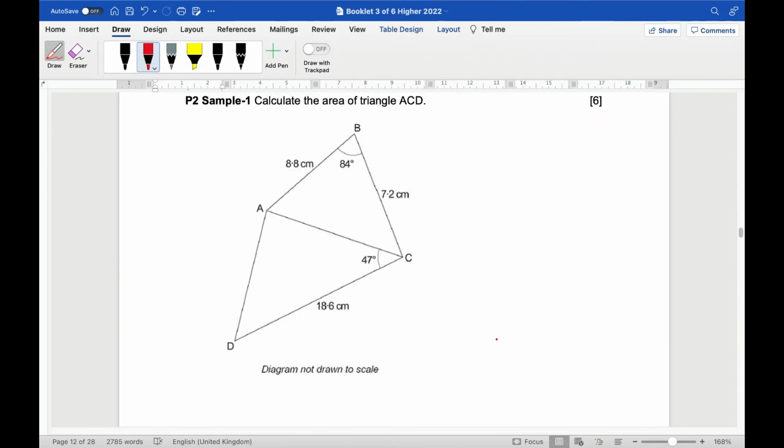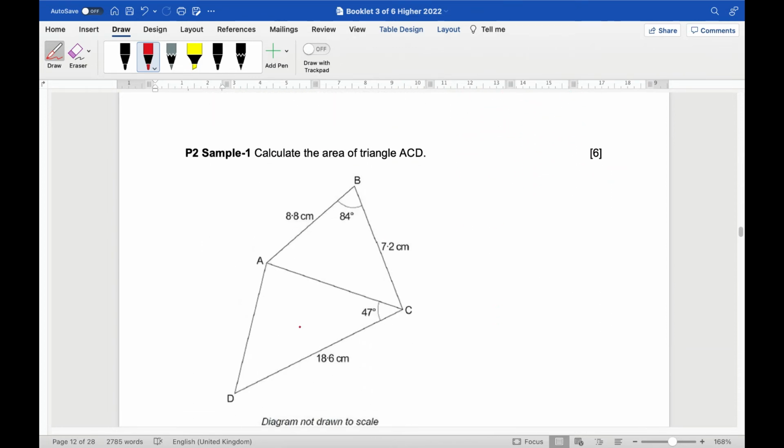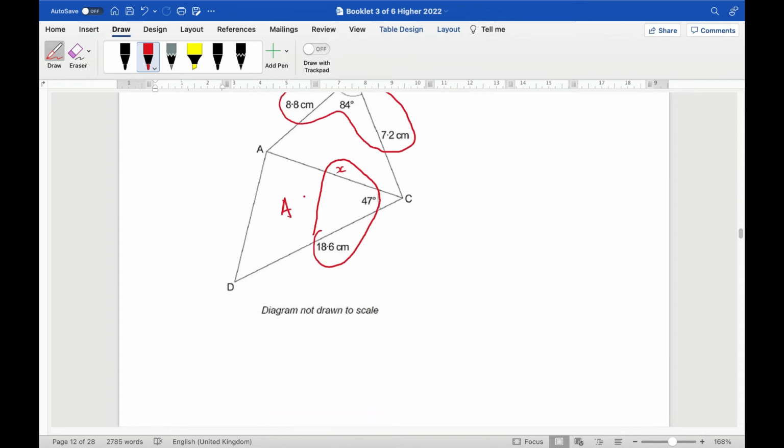What else have we got? Calculate the area of ACD. So I need the area of this. For an area, I'm going to need a triplet. But that triplet is missing that side. How can I work out that side, which I'll need for the area? Well, here, I've got the triplet. So I can use the cosine rule to get the missing side. And then once I've got the missing side, get the area from there.